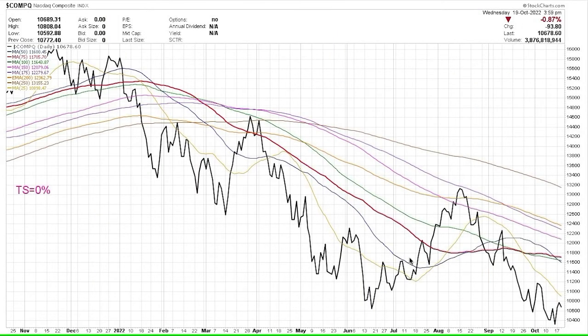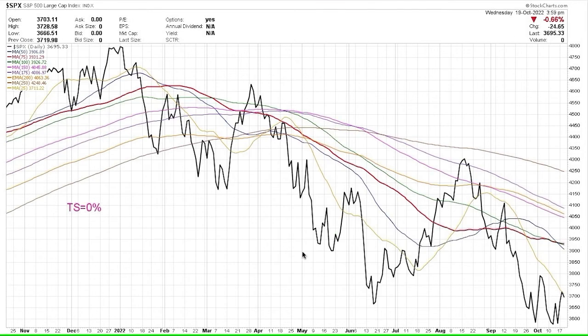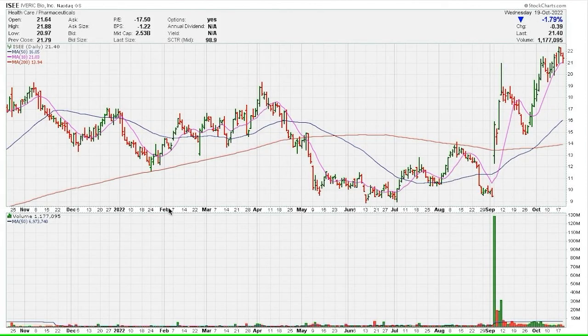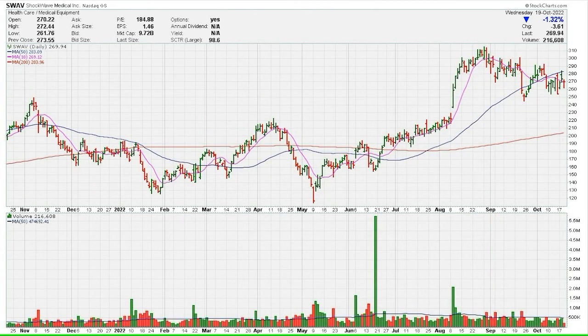Trend strength continues to be 0 for the NASDAQ. Trend strength for the S&P 500 continues to be 0. Trying to get above that lower moving average, just can't quite make it. All right, top 5. This is a biotech or a pharmaceutical company called Iveric. And you can see pretty strong uptrend here. Got a big gap up on probably clinical trials or earnings. I'm really not familiar with the company yet. Just really not doing a lot of research on these companies because I think we're still kind of early here.